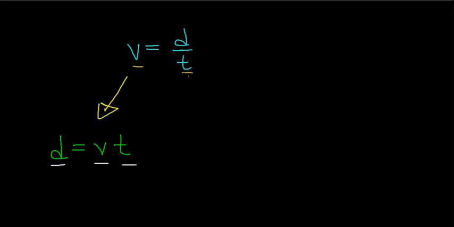Another way to express this relationship is to say that the time it takes for an object to travel a certain distance is equal to the distance the object travels divided by the velocity the object's traveling at. That is, if we know how far the object travels and how fast it's traveling, we can figure out how long it takes to travel that distance.